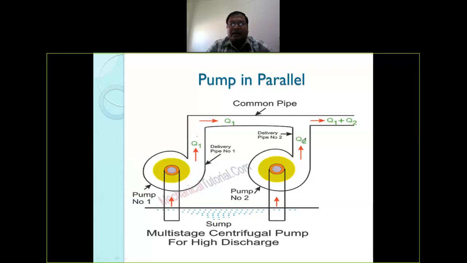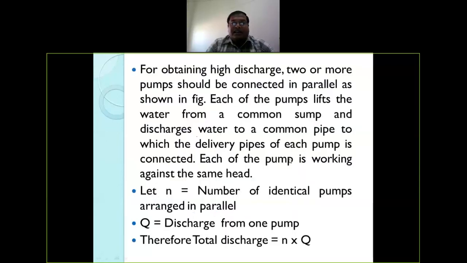Each of the pumps is working against the same head. So let N be the number of identical pumps arranged in parallel and Q the discharge from one pump, then the total discharge is nothing but N times Q. So we have discussed when pumps are arranged in series and when pumps are arranged in parallel.